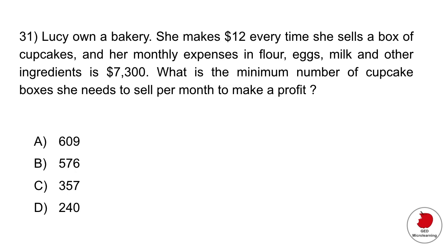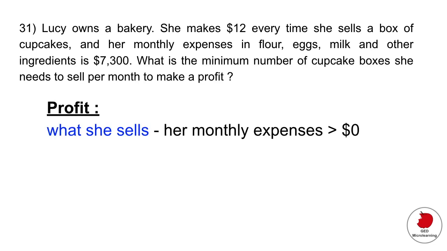Okay, so this is a question similar to a question we've already covered before, so hopefully this is a review for you. So first of all, let's simplify this a little bit. In order for Lucy to make a profit, we'd have to take what she sells, which I'm putting there in blue, and subtract her monthly expenses from that. And in order to make a profit, she'd have to be above $0, so all of that would have to add up to more than $0.